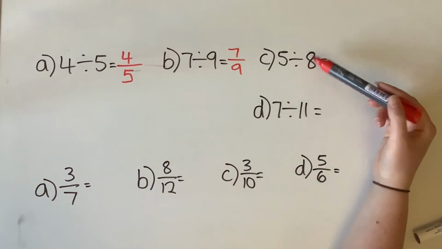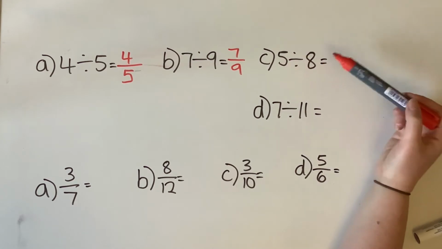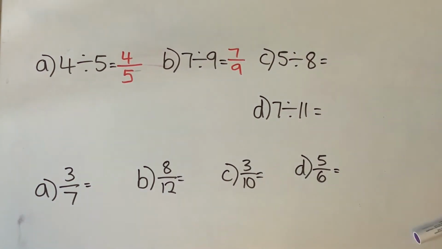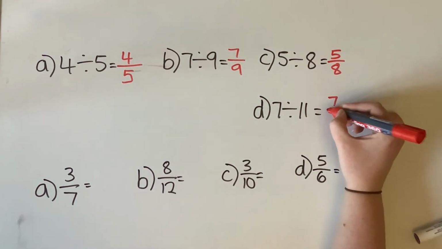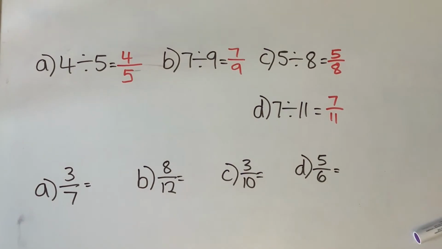Have a quick look and just think, 5 divided by 8 and 7 divided by 11, what would they be as a fraction? It would be 5/8 and 7/11. A copy of this can be found on the learning presentation, maybe a little bit clearer.